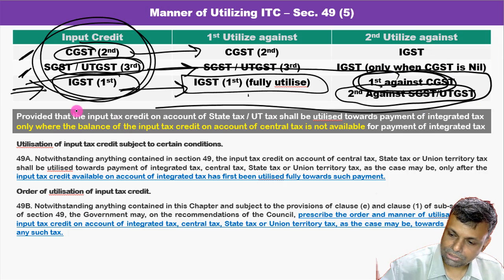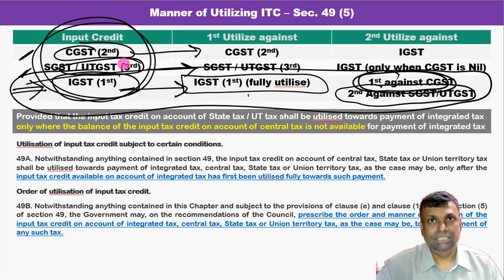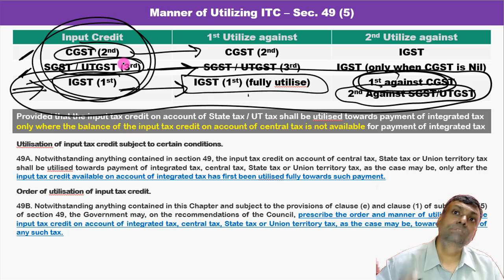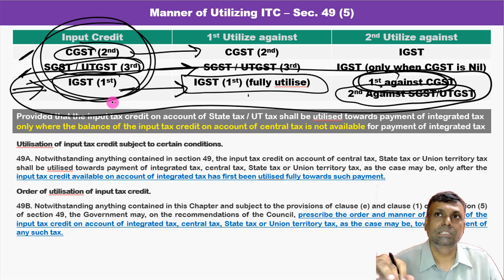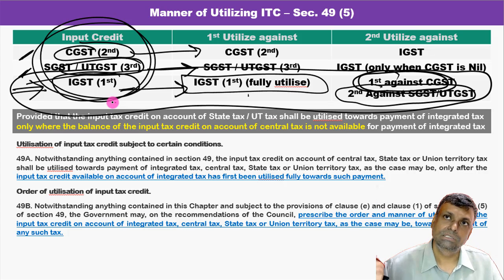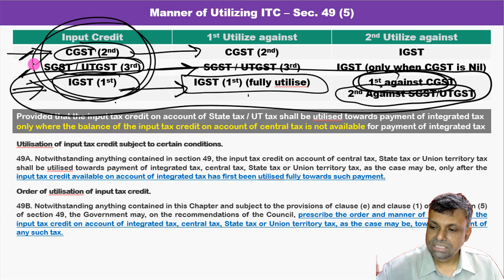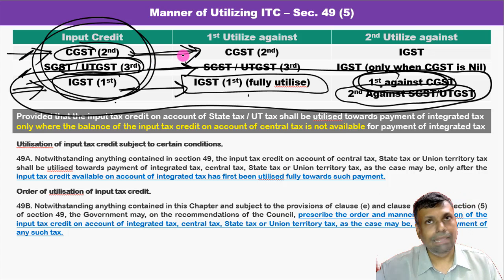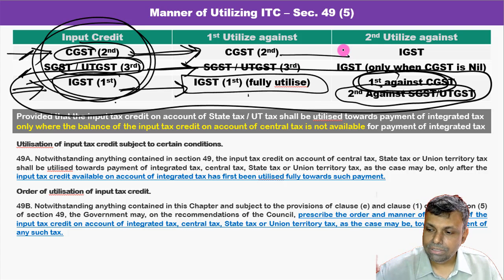You have to complete this first. This is the manner of utilization. You have to fully complete your transfer of credit from the IGST ledger to the other ledgers, if any. Once it is fully exhausted, and this is one of the main messages I want to give you, only then go to the next step. Once this is completely done, that means I have already transferred the full credit from IGST first to CGST and then SGST, and there is no other scope, then I go to the CGST. The CGST can first be utilized against CGST, and if there is still an excess, thereafter I can transfer it to IGST.